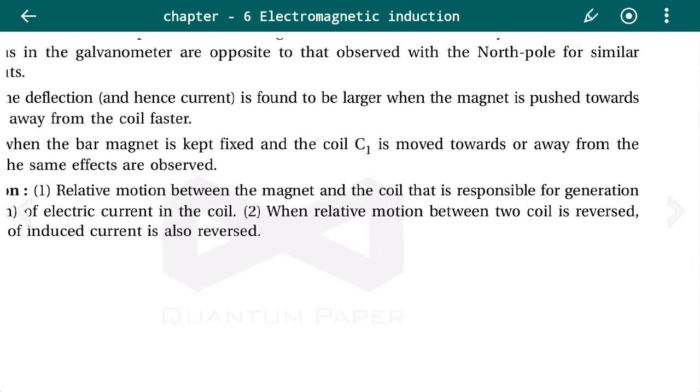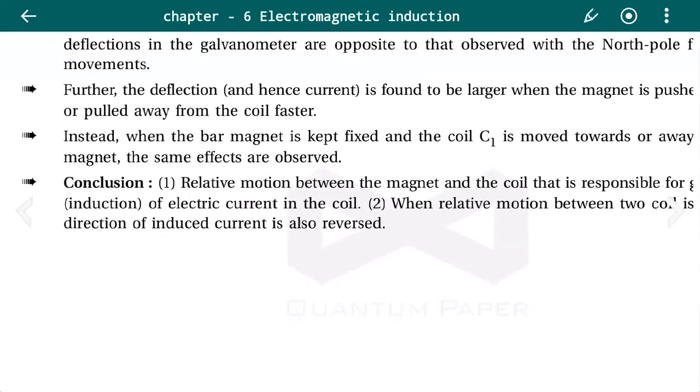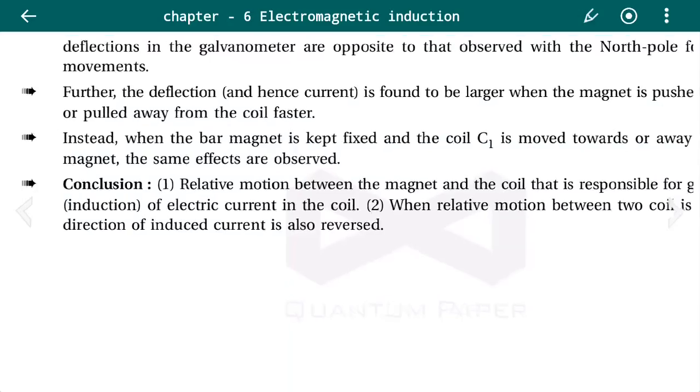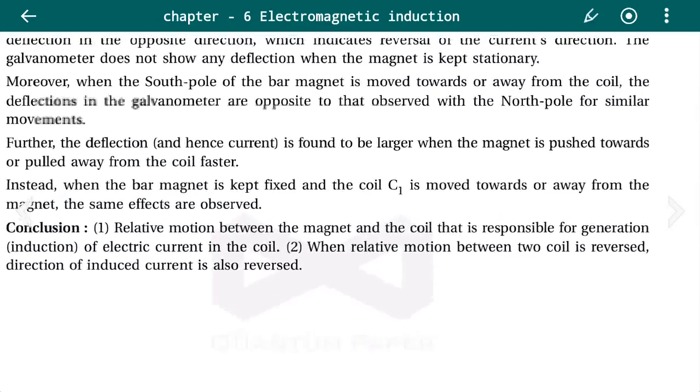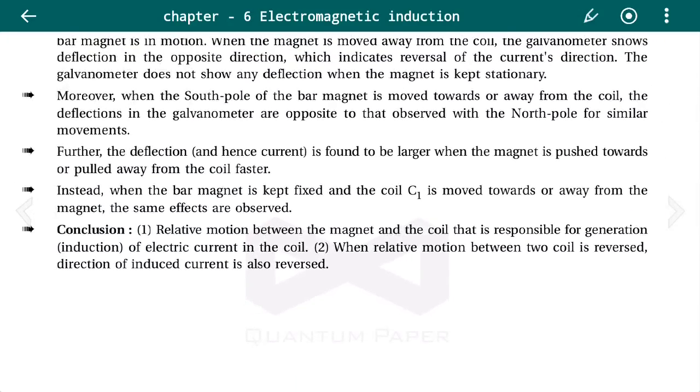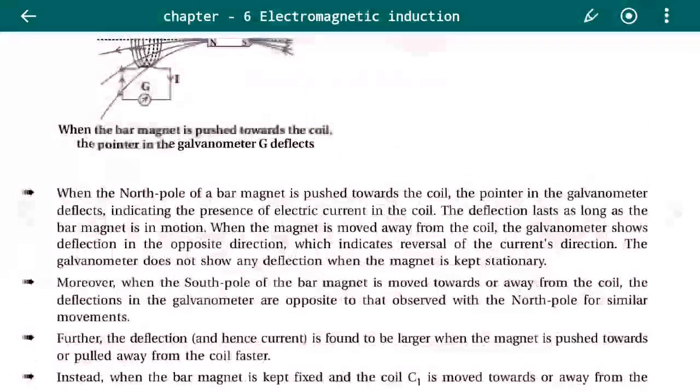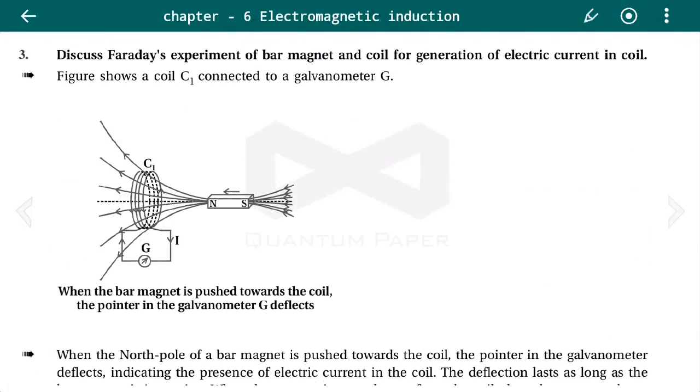When relative motion between the two is reversed, the direction of induced current is also reversed. That means when you take the coil or magnet away from each other or nearer to each other, in that case also the current direction will be reversed. So students, you may note down this theory.